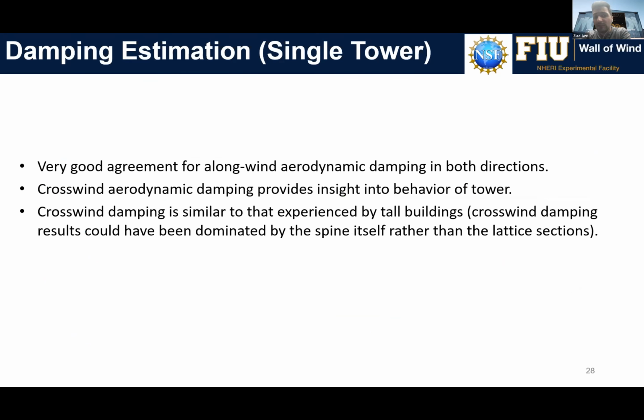So there is very good agreement for along-wind aerodynamic damping in both directions. The crosswind aerodynamic damping provides insight into the behavior of the tower. We also noticed that the crosswind damping behavior is similar to that experienced by tall buildings. That means the crosswind damping could have been dominated by the effects of the spine rather than the lattice sections themselves.